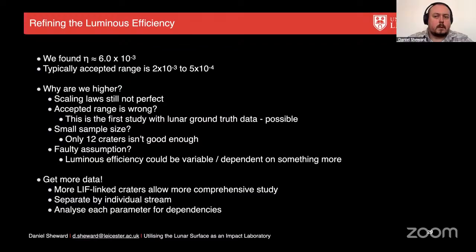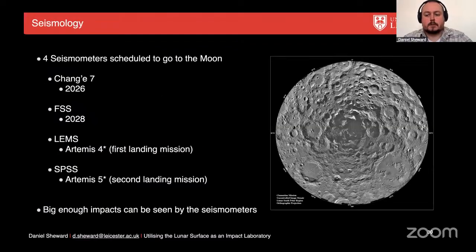And then the last thing that I want to talk about is seismology. In the next 5 years, there are 4 seismometers that have currently gone through selection to go to the moon. There's Chang'e 7, which launches this year. There's the Farside Seismic Suite, which is currently slated for 2028. There's LEMS, which will be deployed by astronauts on the first Artemis landing mission, and SPSS, which will be deployed by astronauts on the second Artemis landing mission.